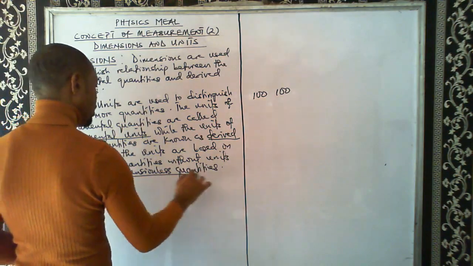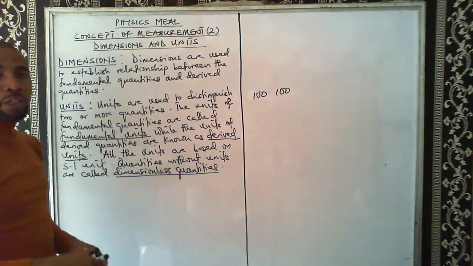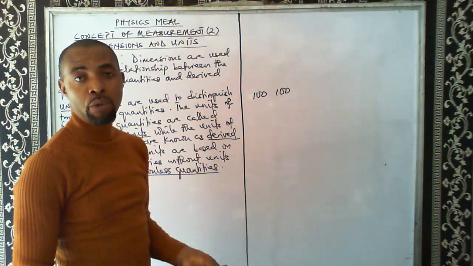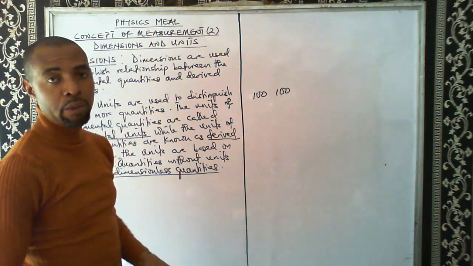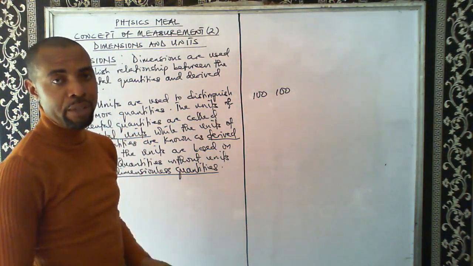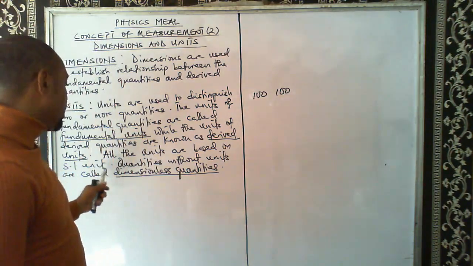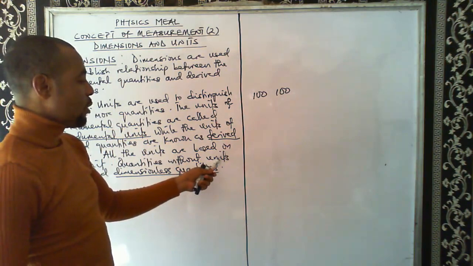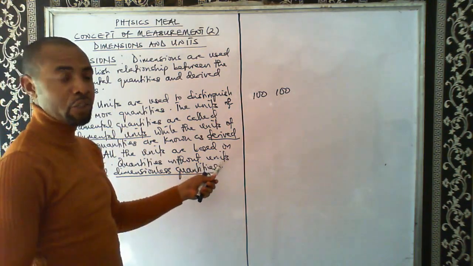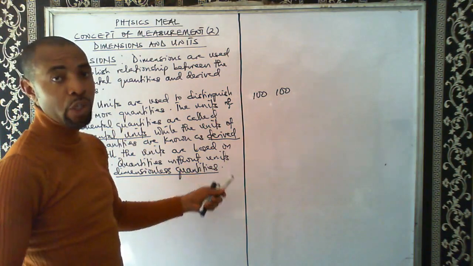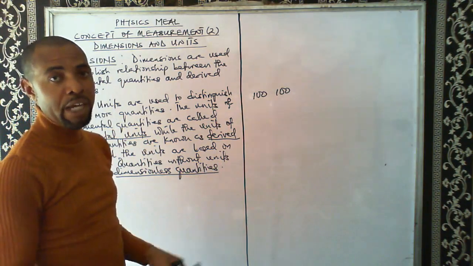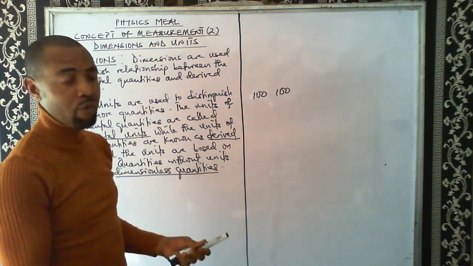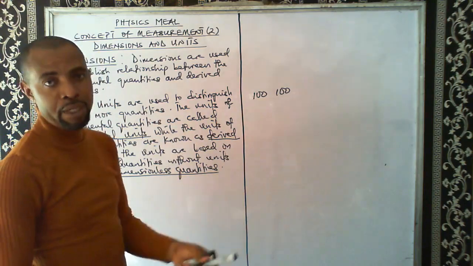These dimensionless quantities are also derived quantities anyway, because they depend on the fundamental quantities. But at the end of the day, they will not have dimension. Because if a quantity is dimensionless, it has no unit, and there's no way a quantity that does not have units will have dimension. So any quantity without unit will also be without dimension.